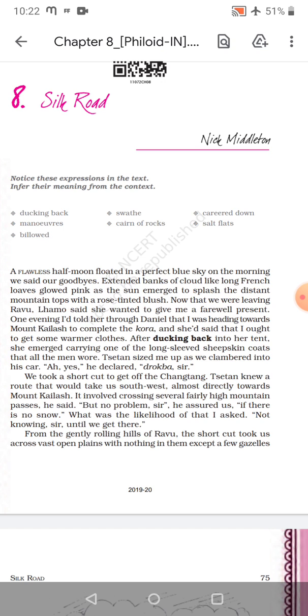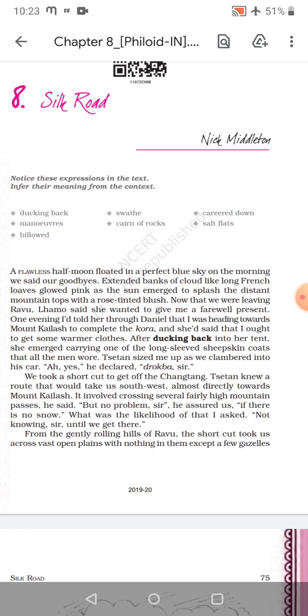And why was it known as Silk Route? It was known as Silk Route because in earlier days, in ancient times, China used to produce a lot of silk, and the business of silk was done by this. It was basically a business route, a trade route, where people used to go for trade from one place to another, from one corner to another corner of the world.